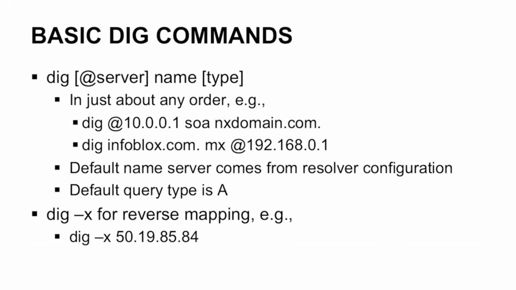The default name server is, of course, the first one in your resolver's configuration. The default type is A, and there's even a default domain name, the root. Like nslookup, dig makes it easy to reverse map IP addresses. You use the -x command line option, followed by an IPv4 or IPv6 address.